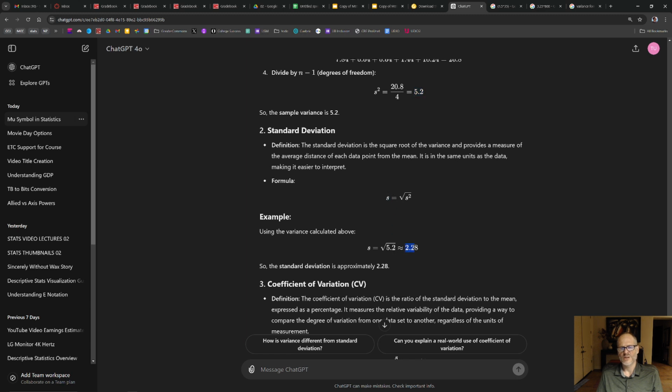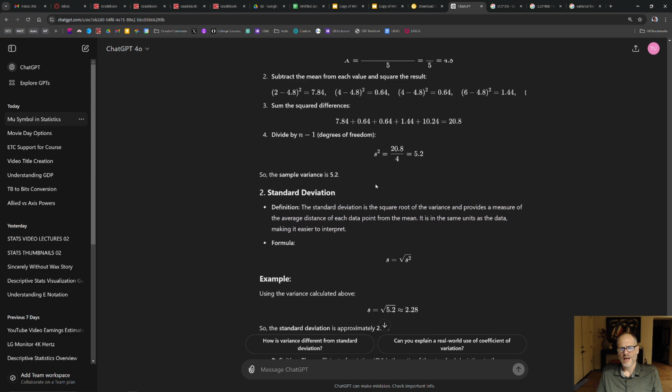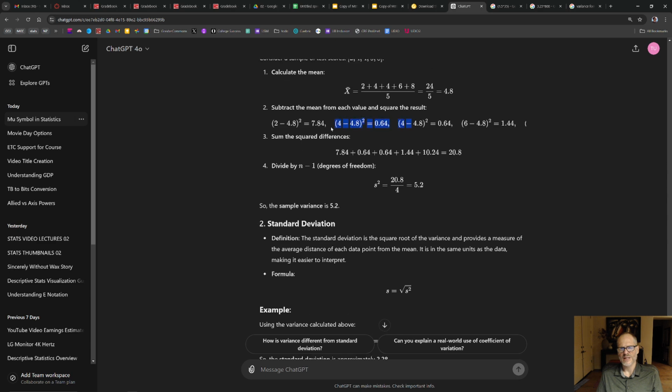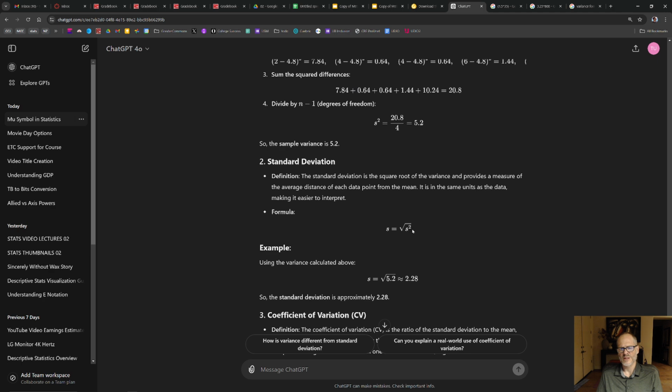Square root of 5.2 is 2.8. And the standard deviation is the square root of the variance, and provides a measure of the average distance of each data point from the mean. It is in the same units as the data, making it easier to interpret, right? We squared everything up here to make it positive, but that also made the numbers bigger. So if we take the square root, that brings it back down to the size of the numbers we worked with and makes it easier to interpret in relation to the units of the data.